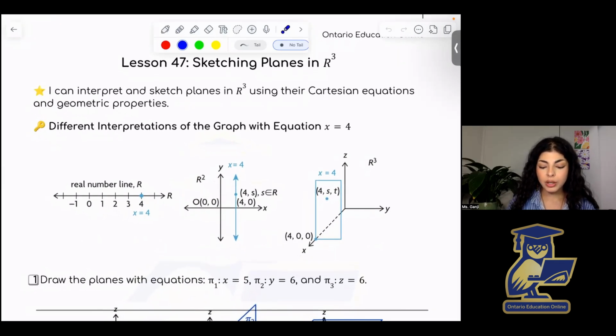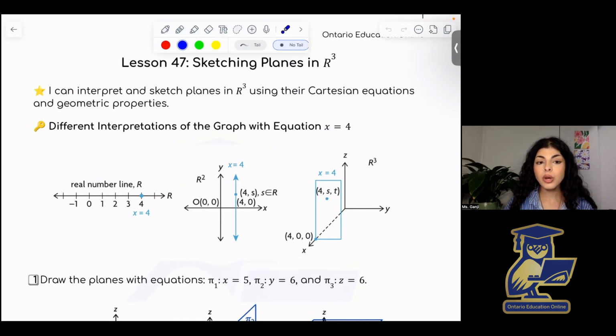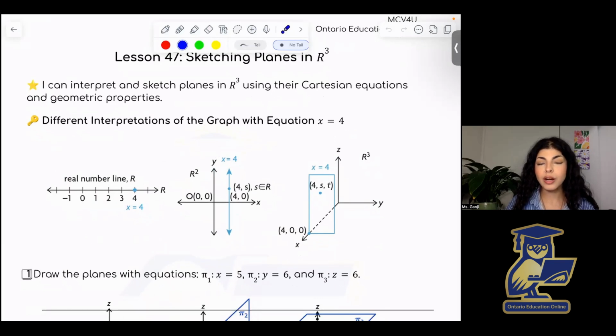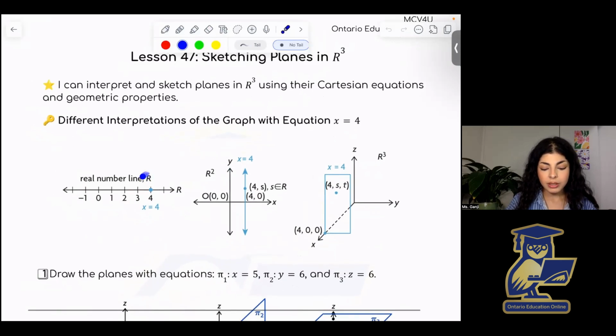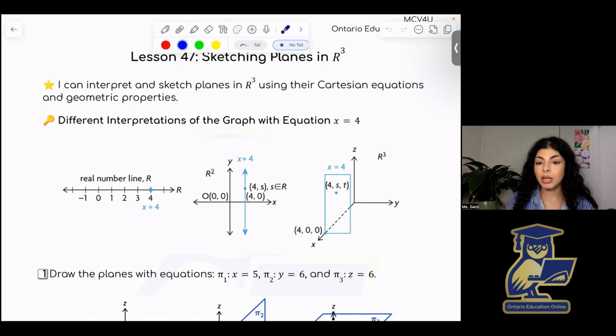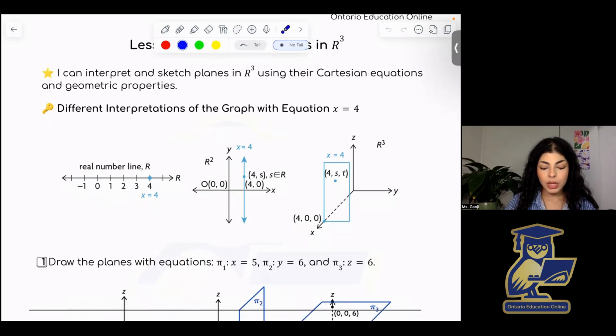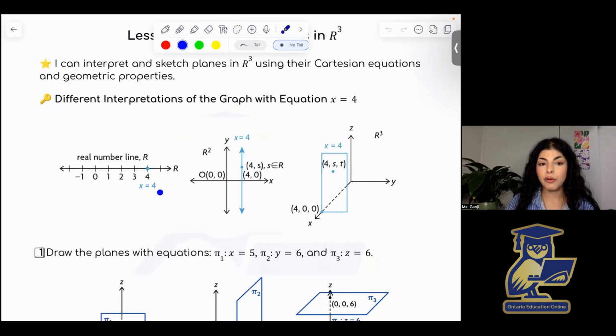Before we get into R cubed, we are going to look at the different interpretations of a graph with the equation x is equal to 4. We have looked at R squared, and now in this course you got introduced to R cubed, and way before that you saw just R, which was your number line. Given x is equal to 4, in R, our one-dimensional space, this is just our number line, which means you will have a point on the number line. And this point will have an x value of 4.